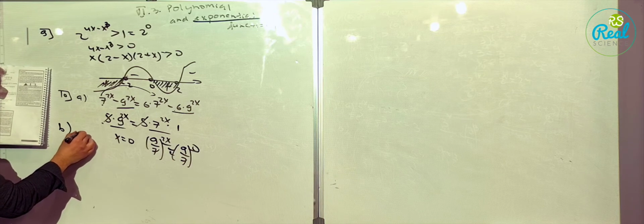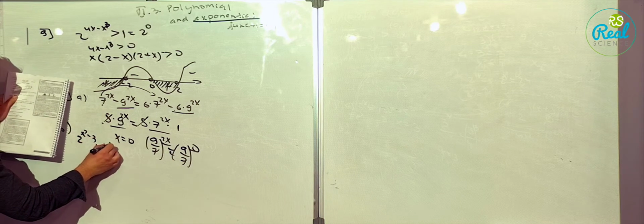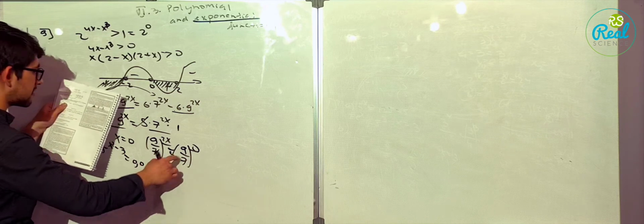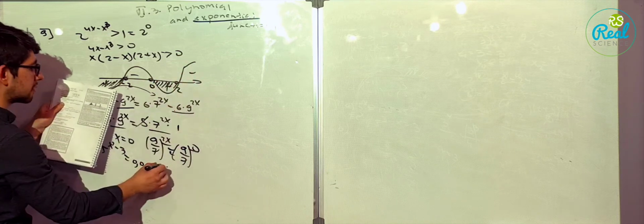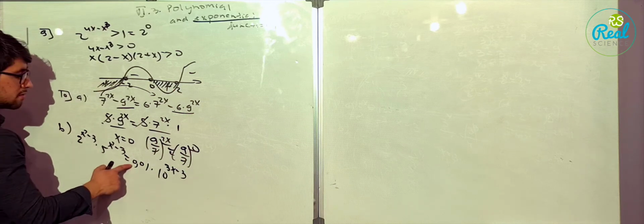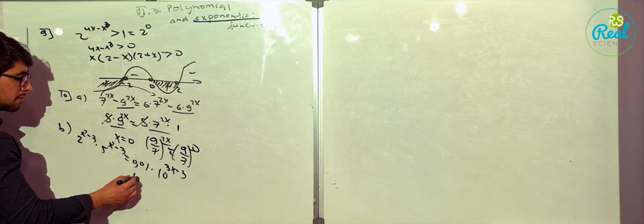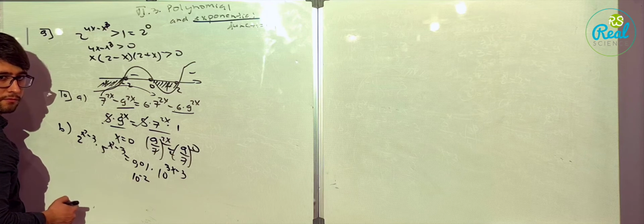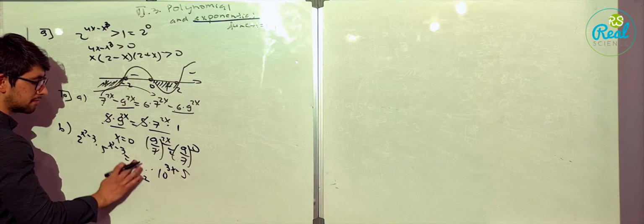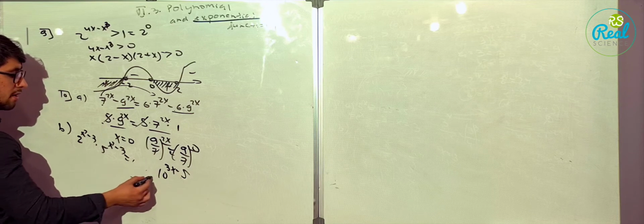A, B part. 2 to the power of x squared minus 3 multiplied by 5 to the power of x squared minus 3 equals 0.01 multiplied by 10 to the power of x minus 1, all to the power of 3. Power of a power should be multiplied, so 3x minus 3. So 0.01 is 10 to the power of minus 2, and you can add its power, so it becomes minus 5. Okay?